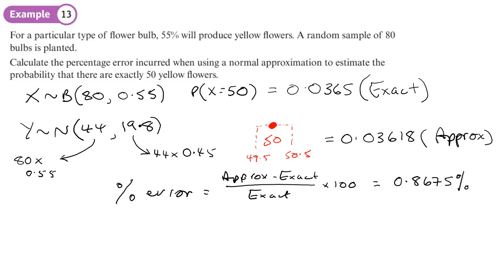0.8675%. You may get a slightly different answer if you use the exact answers there. So here we're just working out what that error is. Right, you should be in a position now where you can do exercise 3F on page 55.